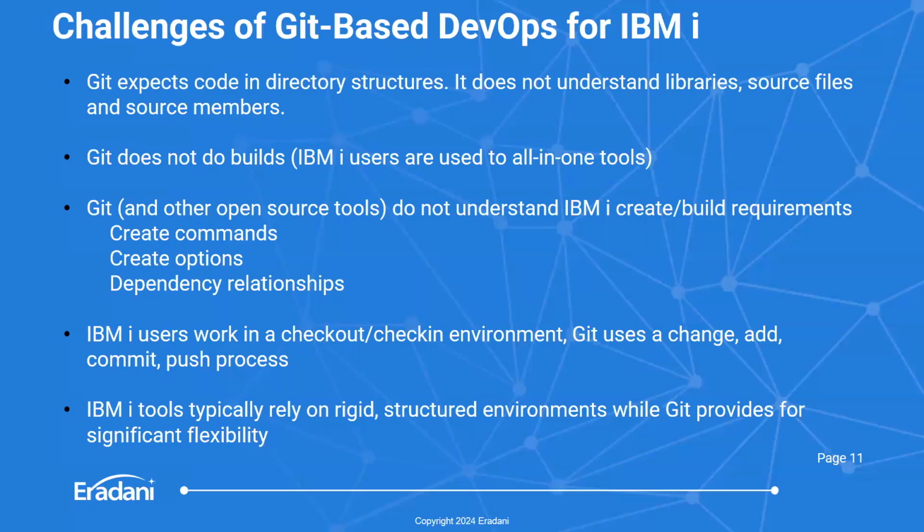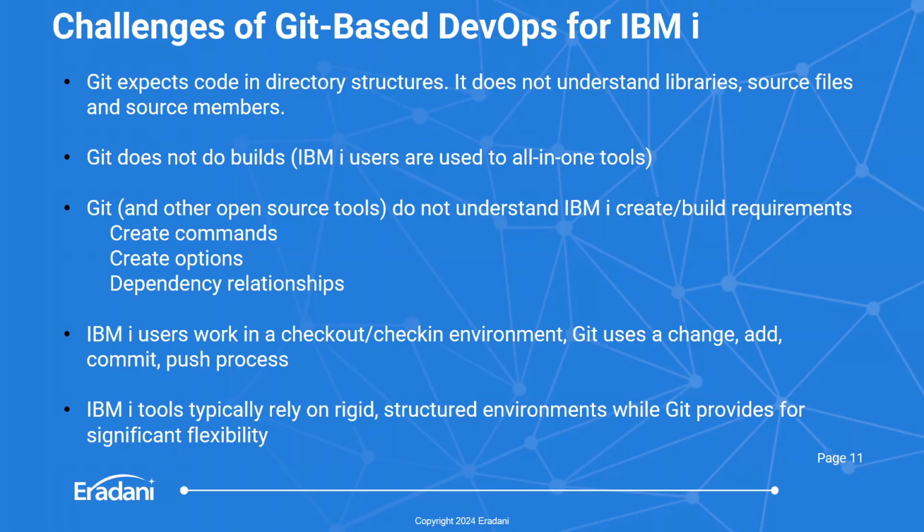Now, Git doesn't do builds, so you need some way to say, okay, I'm now ready to test the changes I've made. Go ahead and create the things I changed, and by the way, create all the things that use the things I've changed. And Git does not understand IBM i create commands. It doesn't understand create options. It doesn't understand dependency relationships, because the whole build process is really outside of what it's designed to do. Its mission in life is source code and managing source code, not the whole build process.